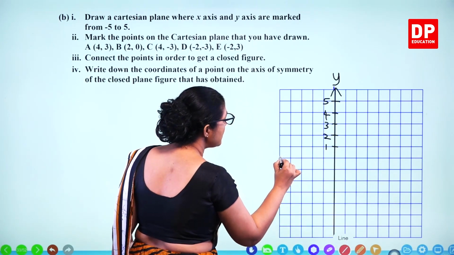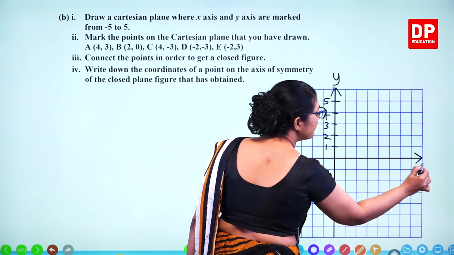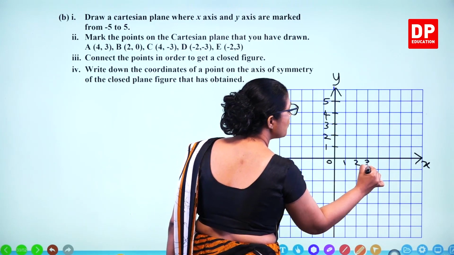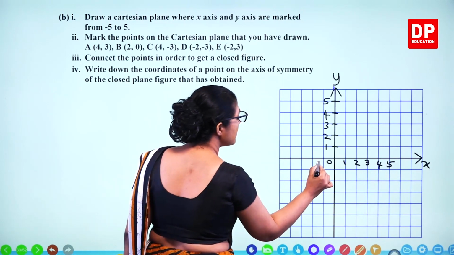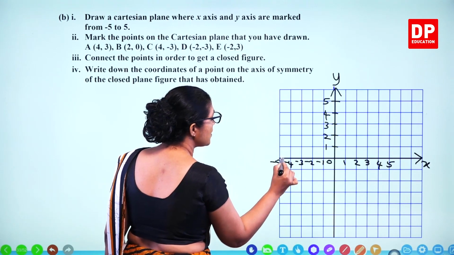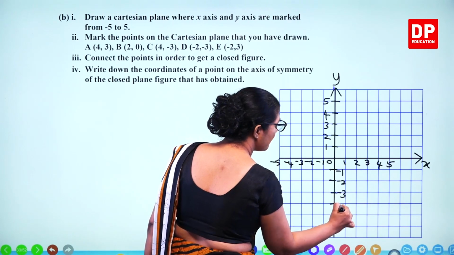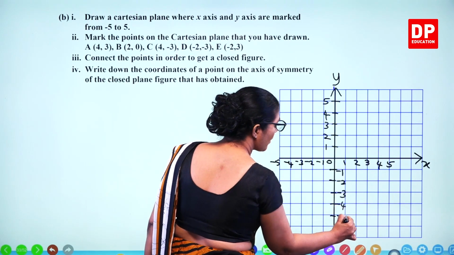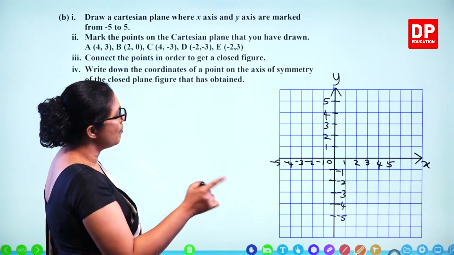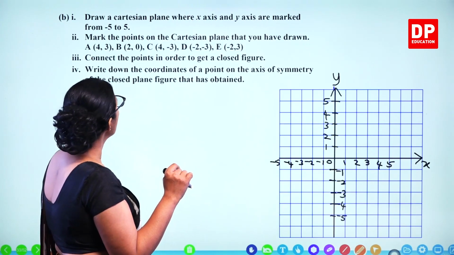So now this is the x-axis. 1, 2, 3, 4, 5. Then this side minus 1, minus 2, minus 3, minus 4 and minus 5. So first you have to mark that, minus 5 to plus 5, both sides. Then mark the points on the Cartesian plane that you have drawn.